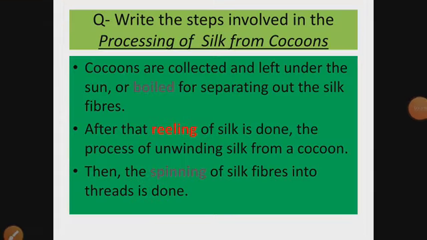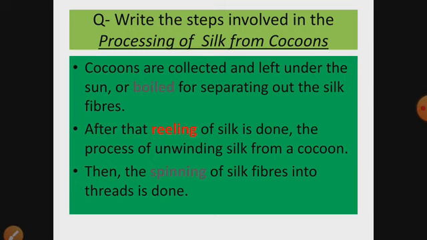Now write the steps involved in the processing of silk from cocoon. How we take out the silk fiber from cocoon is called processing of silk from cocoon, and there is one question also to write the steps involved in processing of silk from the cocoon. First step is boiling, then reeling and then spinning. So let's move ahead and study it in detail.